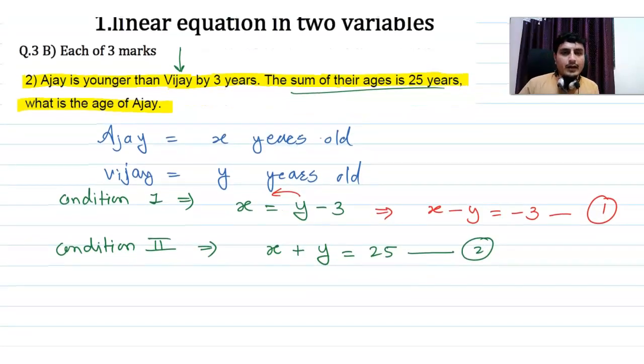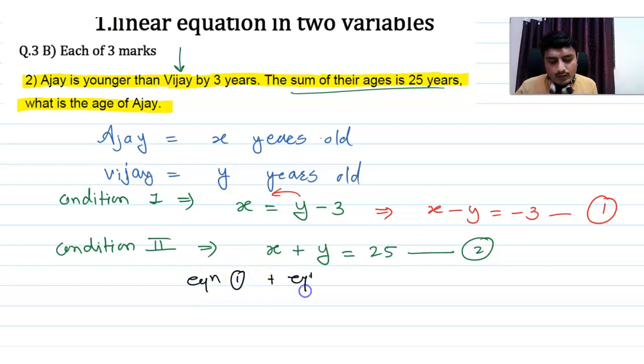Look at equations 1 and 2 carefully. The coefficient of y in equation 1 is -1 and in equation 2 is 1. Since they have unlike signs, one minus and the other plus, we have to add equations 1 and 2 to eliminate the variable y and find the value of x. Adding, x plus x becomes 2x, while minus y plus y cancels to 0, equals minus 3 plus 25, which is 22.